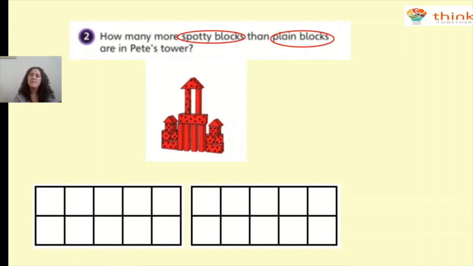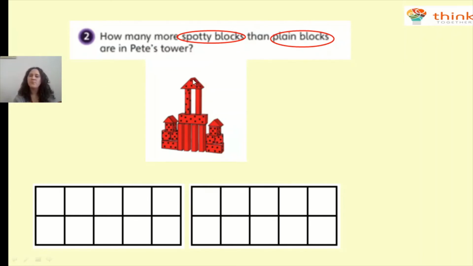This one here, to find out the amounts, we need to find out how many spotty blocks and how many plain blocks there are. Again, we're going to need to use the picture to help because it doesn't tell us the amount in the question. So let's start by counting those spotty blocks. Are you ready? Those are just the blocks that have dots on. We're only going to count those.